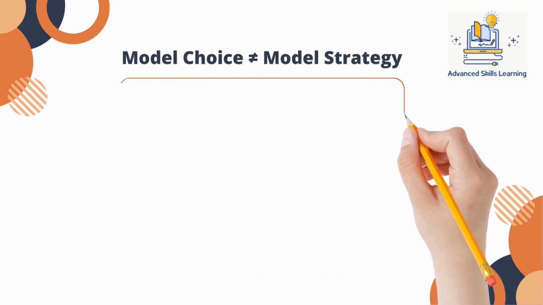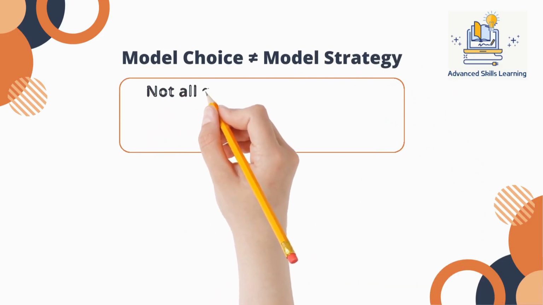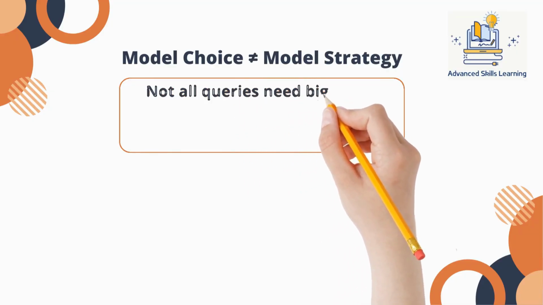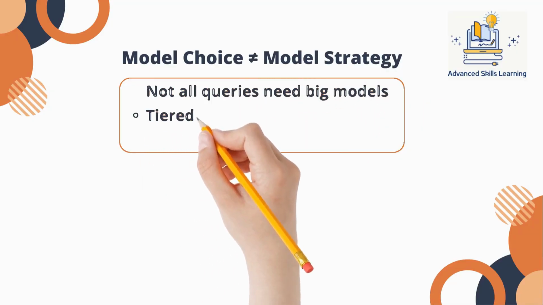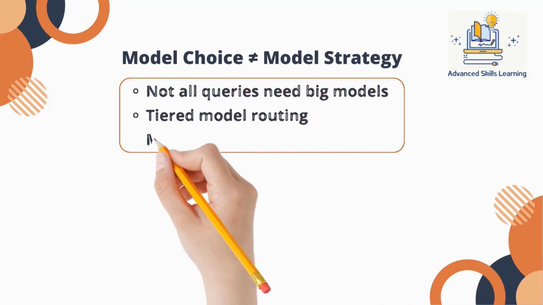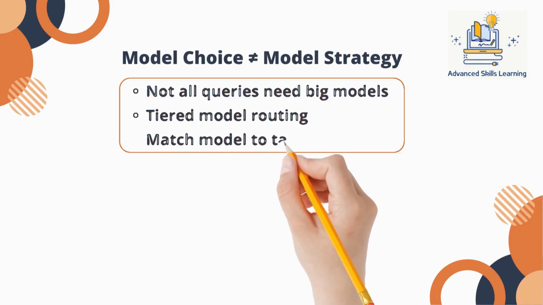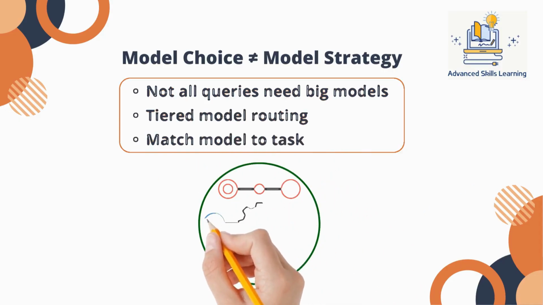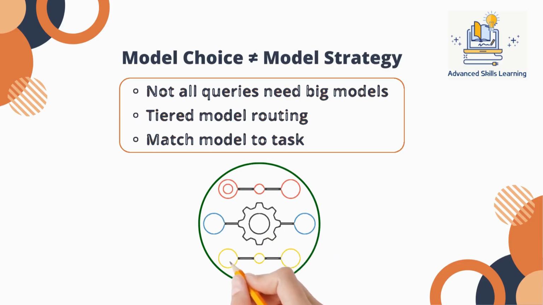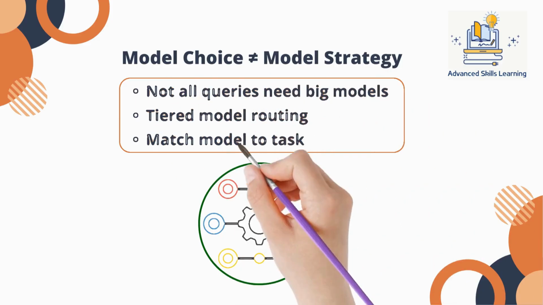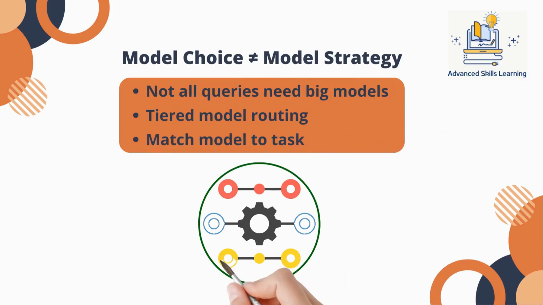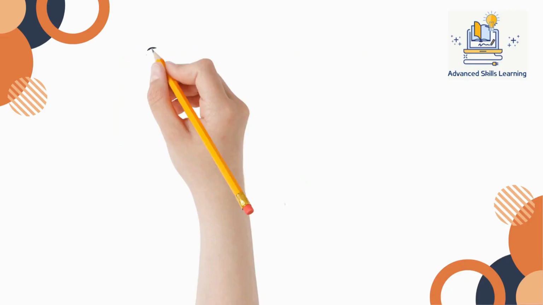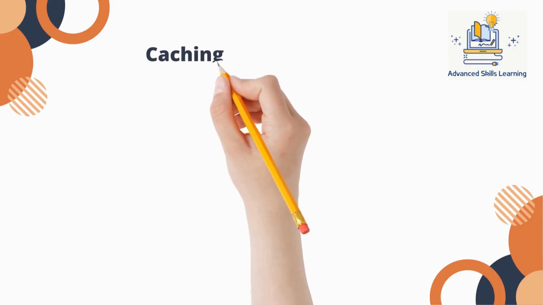Another common mistake is treating model choice as a single decision. Not every request needs a powerful model. Simple lookups, classification tasks, routing decisions, or summarization steps can often be handled by much smaller, cheaper models. More advanced reasoning should be reserved for genuinely complex queries. This idea, tiered model routing, lets you reserve expensive models for high-value paths while keeping the majority of traffic inexpensive and fast.